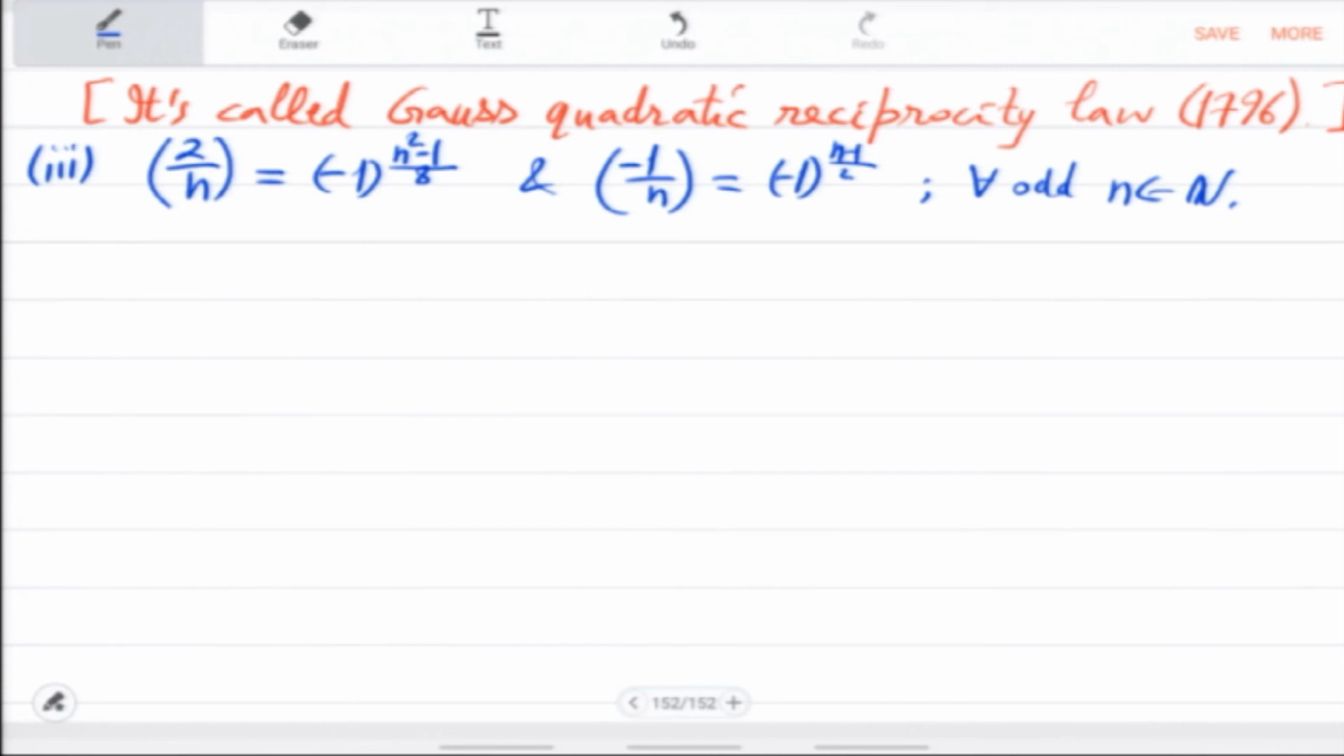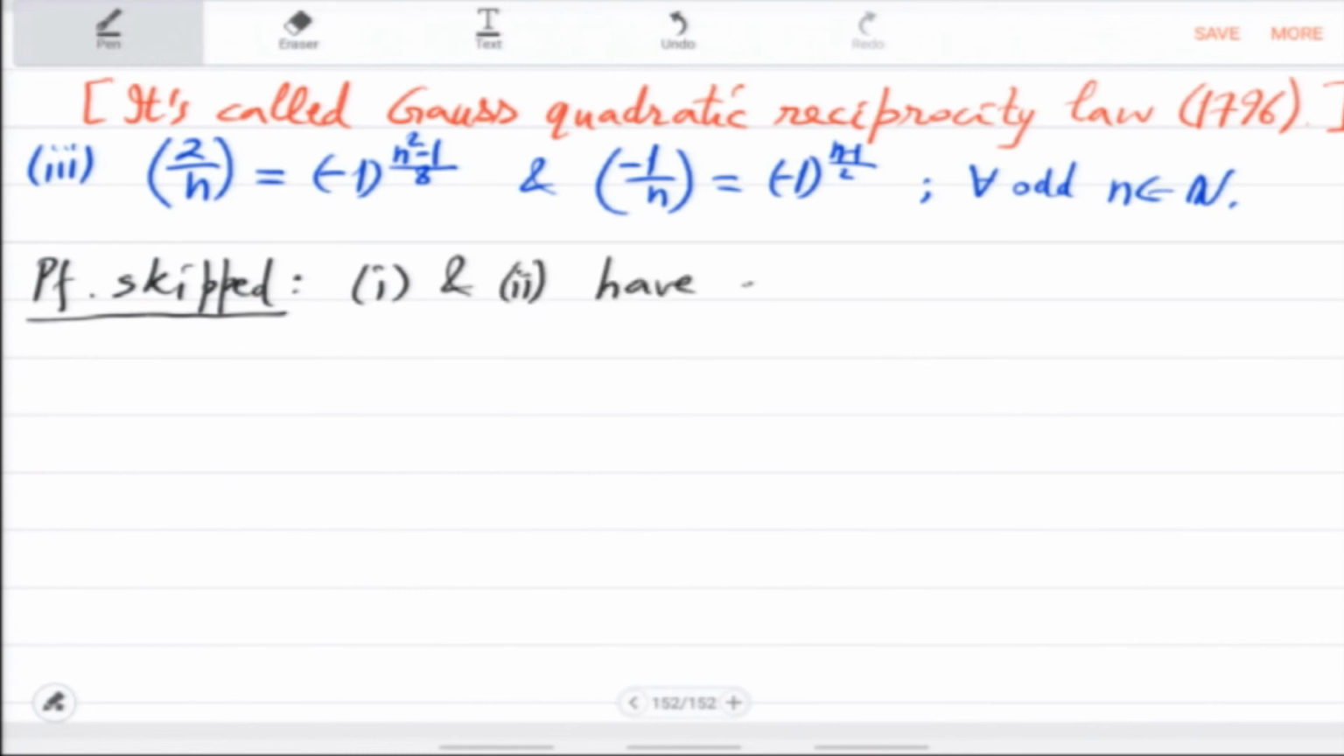We will not give the proofs of this. This is standard and can be found in standard number theory books. The proof we have skipped. Just one remark: 1 and 2 have elementary proofs.